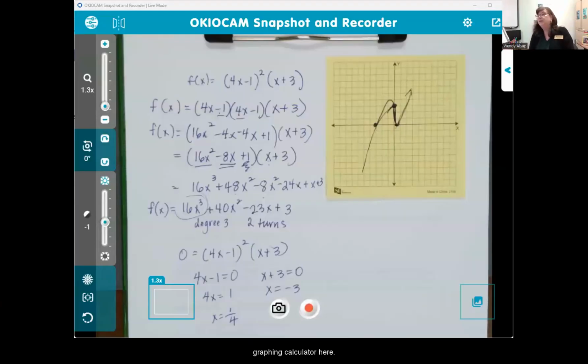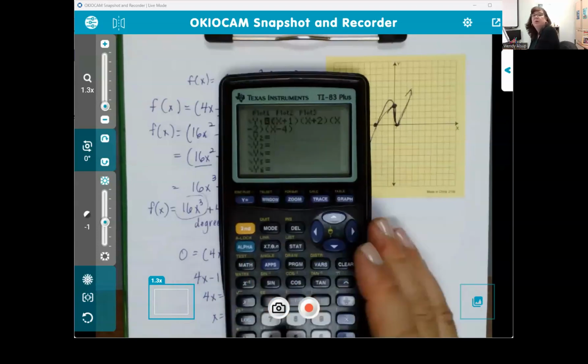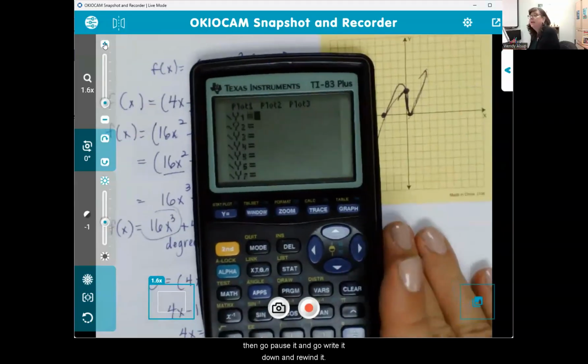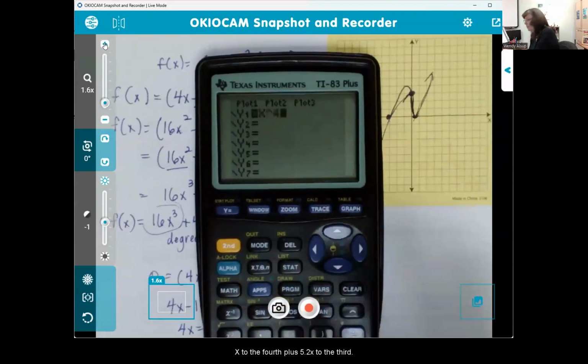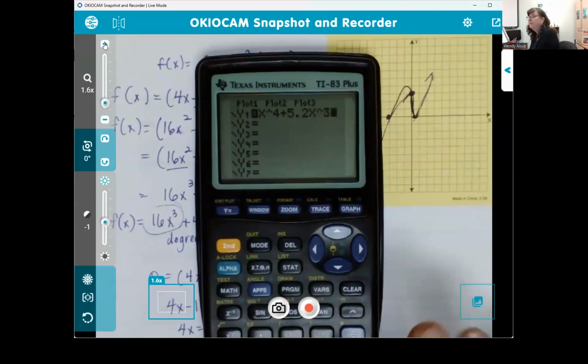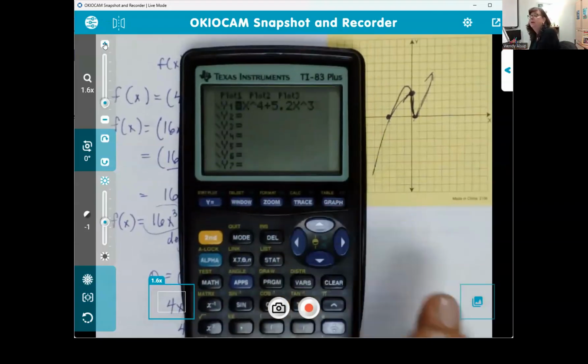All right, let's look at this thing on our graphing calculator here. Ours was, and you were supposed to write this down, and if you didn't get it written down, then go pause it and go write it down. X to the 4th plus 5.2 x to the 3rd. And to get to these higher exponents, I'm using the caret button.